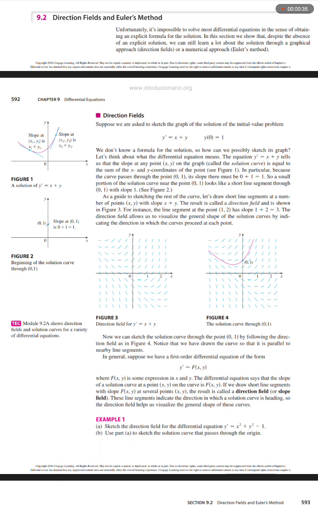See figure 1 on the sidebar, a solution of y prime equals x plus y. We have a slope at the coordinates x sub 1 and y sub 1 is x sub 1 plus y sub 1, and there's a slope at the coordinates x sub 2 and y sub 2 is x sub 2 plus y sub 2. To the text.